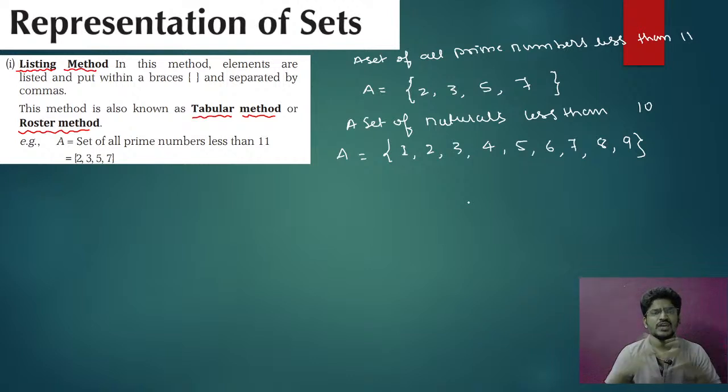Then what you can feel here, the listing method, tabular method and roster method is nothing but writing the elements according to their nature within the braces in the form of a list, which is called roster method, listing method or tabular method.